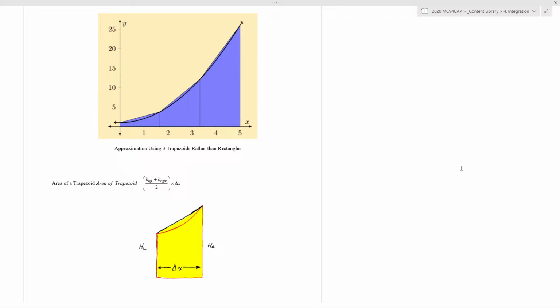The area is just the average of the 2 heights. So add up HL and HR and divide by 2. That would be the average. And then just multiply by the width. Okay. So you can see that if we're going to be adding up a bunch of trapezoids, the calculations are more involved. So I guess more work gives us a better approximation. That's usually the case in life. More work equals a better result.